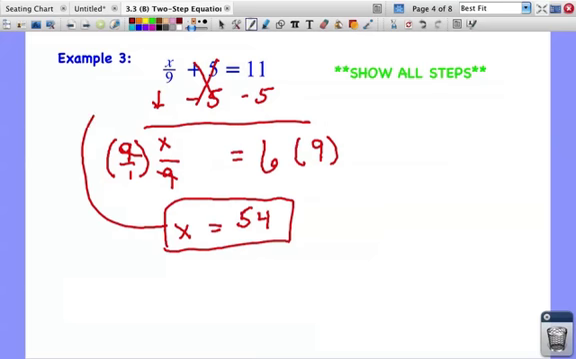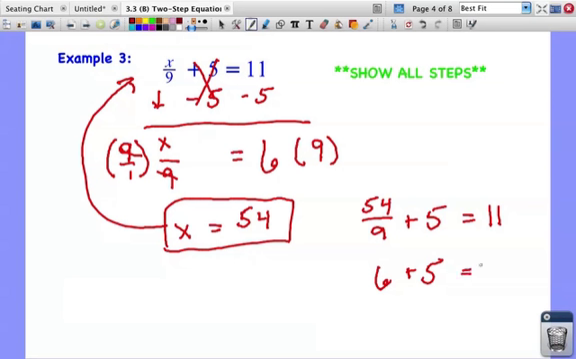Again, take it, plug it in to make sure you're correct. We can make mistakes. This is how we check our work. Okay, so I have 54 divided by 9 plus 5 should equal 11. 54 divided by 9. Well, 9 times what equals 54? Oh, okay, that's 6. So 6 plus 5 equals 11. 11 does equal 11. So this is a true statement.